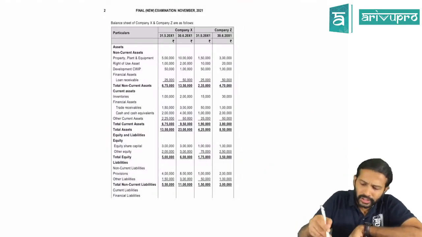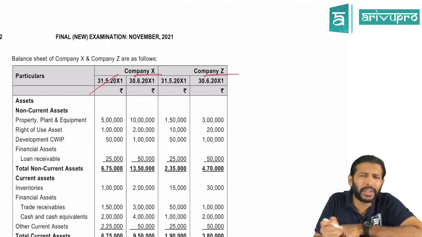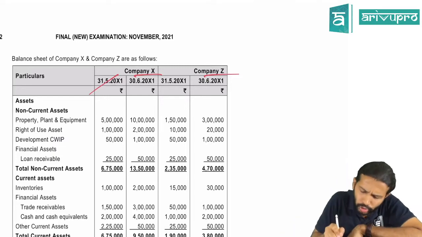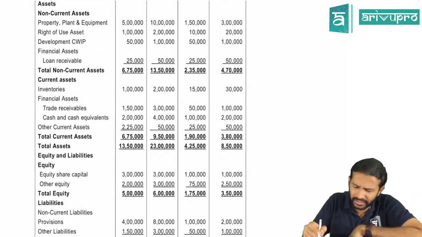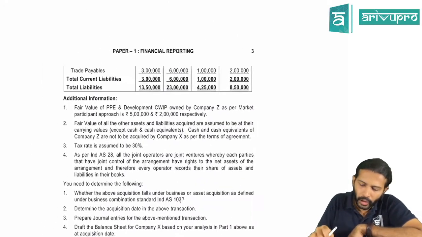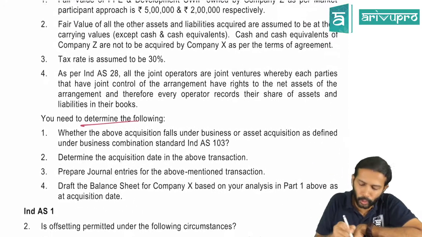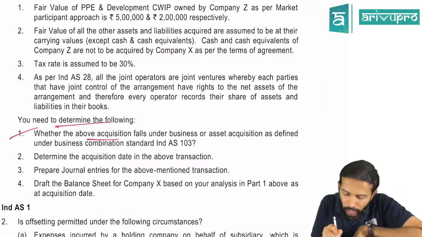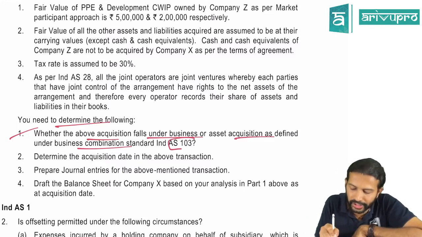Then they have given company X's balance sheet and company Z's balance sheet. On 31st May, whatever data they have given is irrelevant because our acquisition date is 30th June. On 30th June, X's balance sheet they have given, Z's balance sheet they have given. This is fine. We'll see it later. Now, a couple of things we can straight away answer. You need to determine the following. 1. Whether the above acquisition falls under business or asset acquisition as defined under business combination in Ind AS 103.